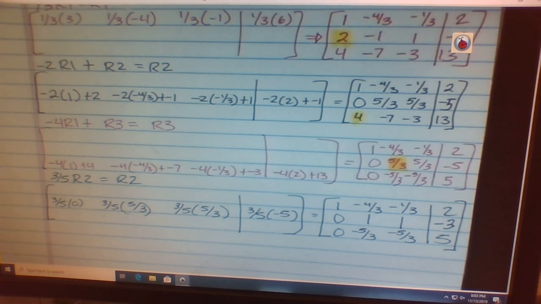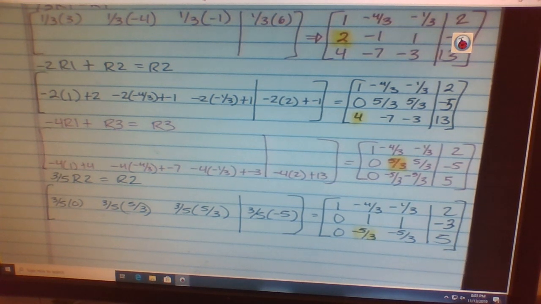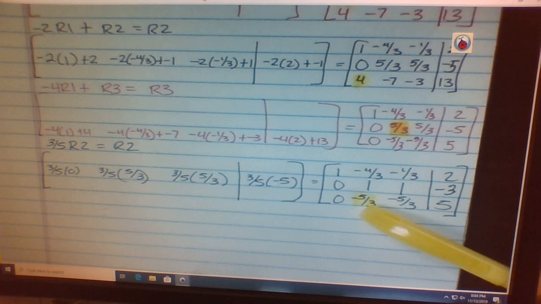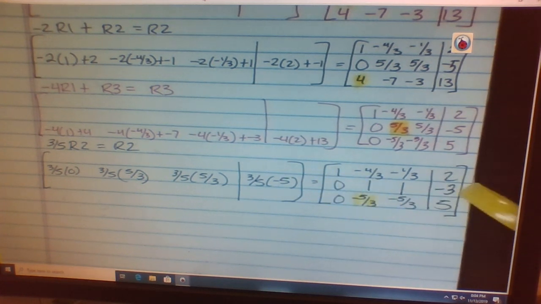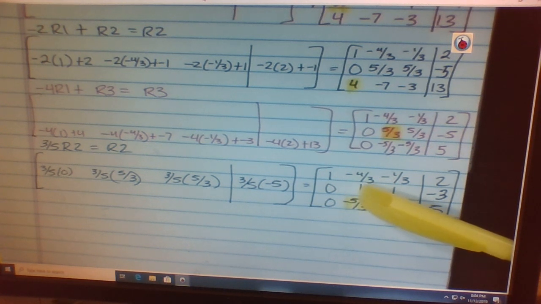So now it's to make who a what? Negative 5/3 a 0. Okay, so if you know what you're doing, go ahead and do it. I can't remember the formula, like which row. Well, ask yourself this. Which row has the 1 when I'm working with this number? Row 2. So I'm working on this number. Who has the 1? This guy.